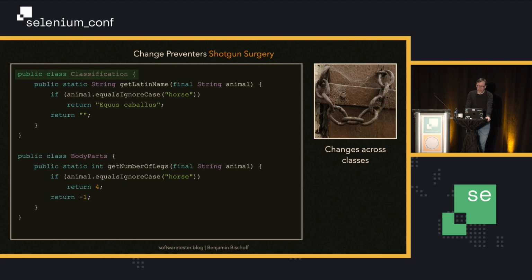I changed the code from before. Now we have a classification class with the getLatinName method. And we have a class that's called bodyparts with the getNumberOfLegs method. Exactly the same thing. If you want to implement a fly, you have to do it across classes. Because again, if you forget to implement it in the bodyparts class, you will be in trouble. And this is not a made-up example. I've seen code like this actually a lot.